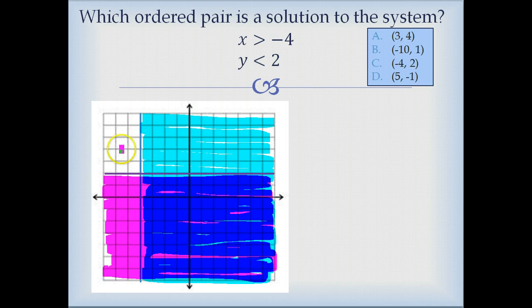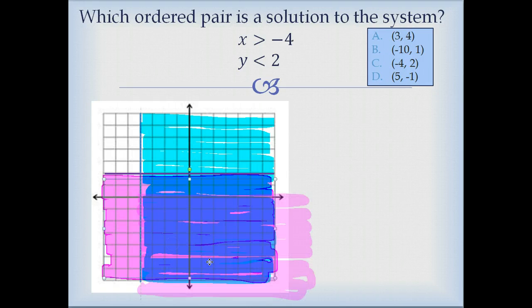Okay. Now you see how I have a bunch of colors going on, right? Well, the solution, there's more than one point that's a solution to this system, but we want to figure out which one of these is the solution to this system. The one that's the solution is going to be the one in the area where they overlap.